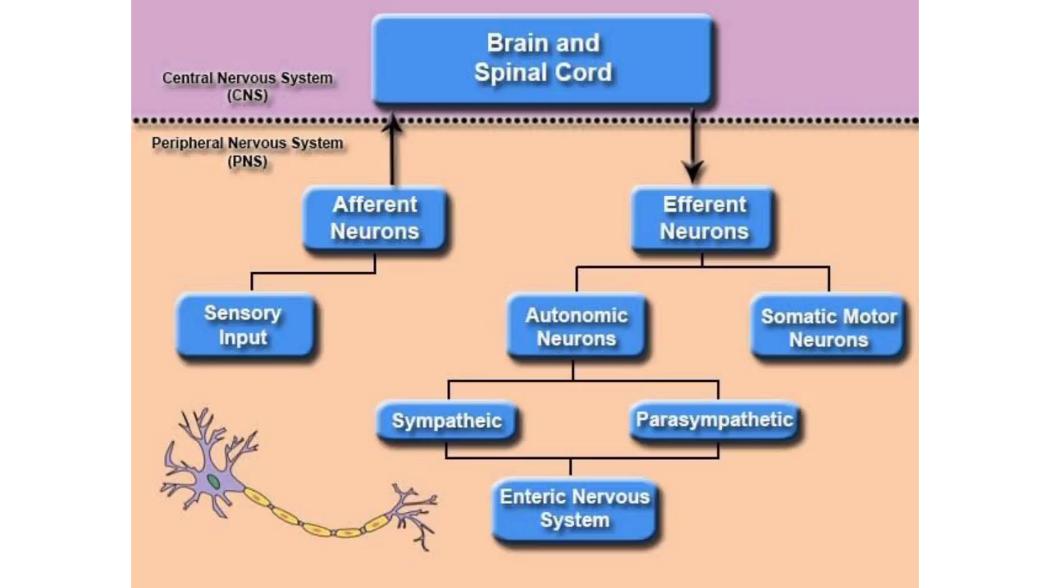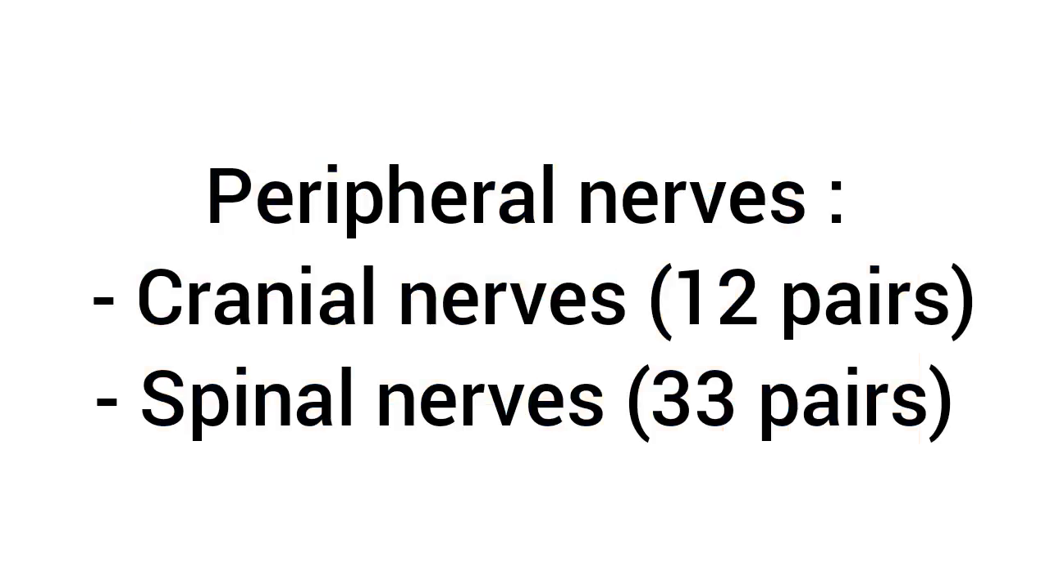Hello all, today we'll see about nerve physiology. Nervous system is divided into central nervous system and peripheral nervous system. Central nervous system contains the brain and spinal cord, and peripheral nervous system is further classified into autonomic nervous system and somatic nervous system. Autonomic nervous system is further classified into sympathetic, parasympathetic and enteric nervous system. This peripheral nervous system contains the nerves emerging from the central nervous system.